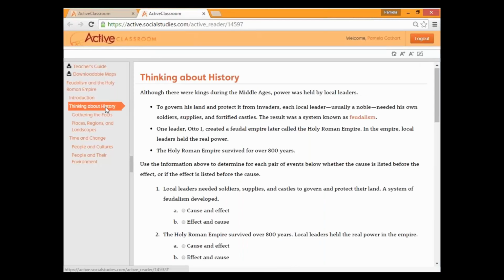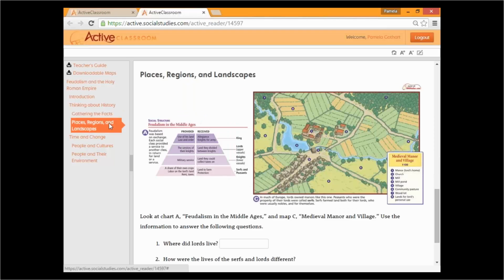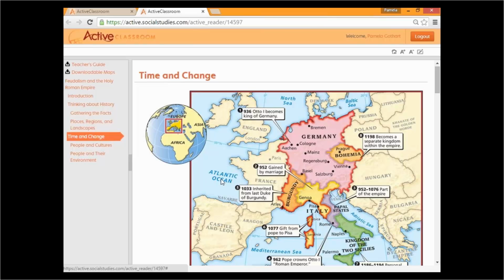Let's go here to teaching about history. You can see that we have a chunk of reading, followed by comprehension questions. Gathering the facts, we have information that's presented to us in a chart and in an image, followed by comprehension questions. So we're getting a variety of reading presented to us in a variety of ways, followed by comprehension questions. What a great way to use our informational text.